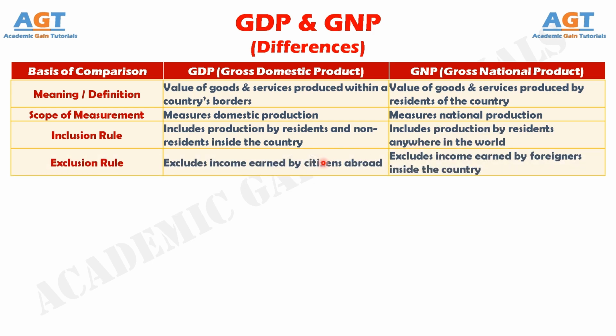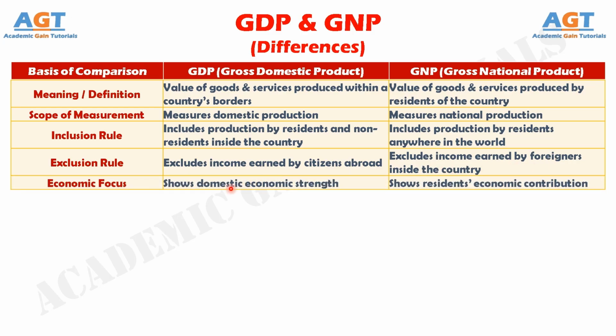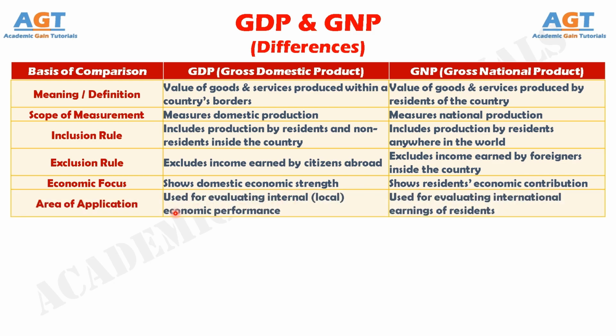Number 4. GDP excludes citizens' foreign income, whereas GNP excludes foreigners' domestic income. Number 5. GDP highlights the strength of the domestic economy, whereas GNP highlights the contribution of residents to the economy. Number 6. GDP is used to analyze internal economic performance, whereas GNP is used to analyze the international earnings of residents.